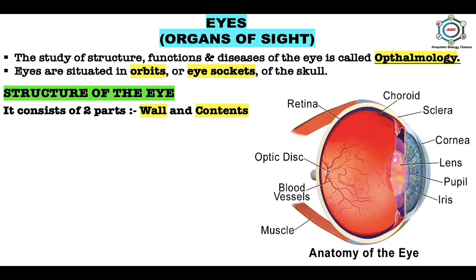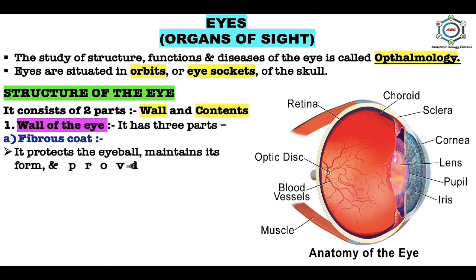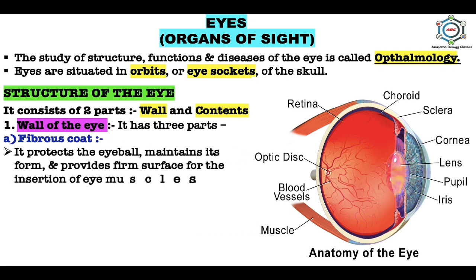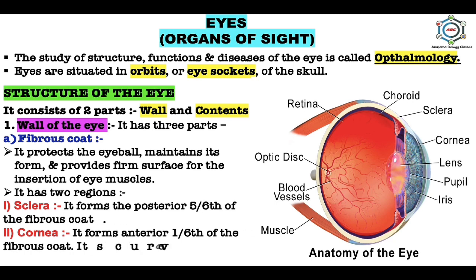So in the picture you can see the anatomy of the eye, in which the first is the wall of eye, and it has three parts. The first one is fibrous coat, and it protects the eyeball, maintains its form and provides firm surface for the insertion of eye muscles. It has two regions. First one is sclera and second is cornea.